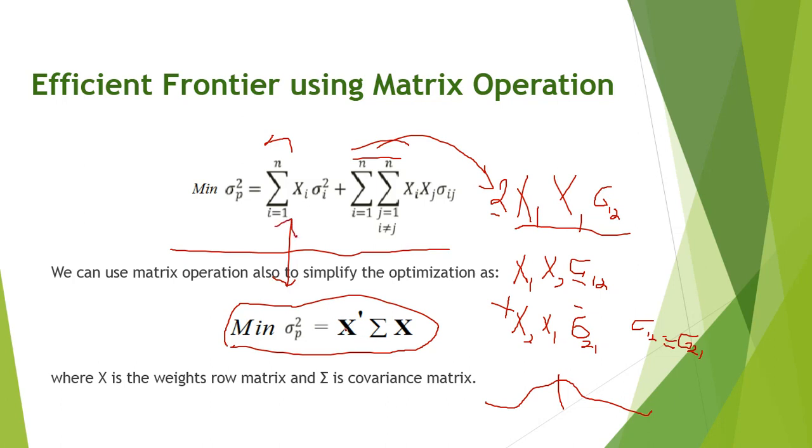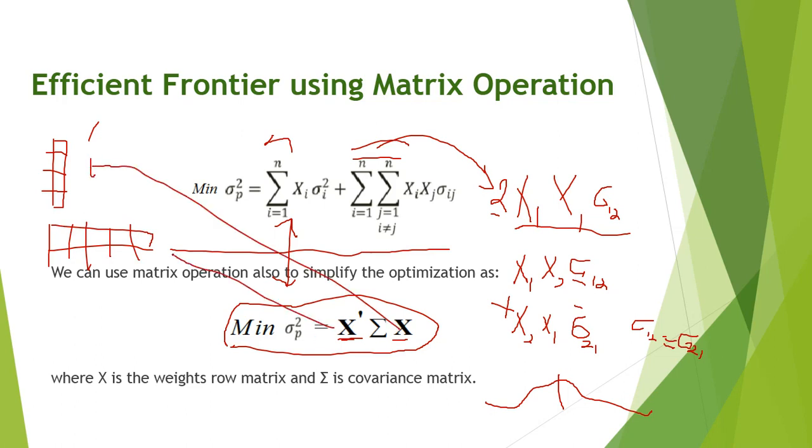There is no difference. This is a row matrix. This is a column matrix. A column matrix is like this: there is one column and many rows. And when we take a transpose, it becomes a row matrix, where there is one row and many columns. So this is the row matrix, and this is the column matrix, and this is the covariance matrix, that is n by n. It's a square matrix where the number of rows is equal to the number of columns. There are 2 rows and 2 columns. There are 3 rows and 3 columns.